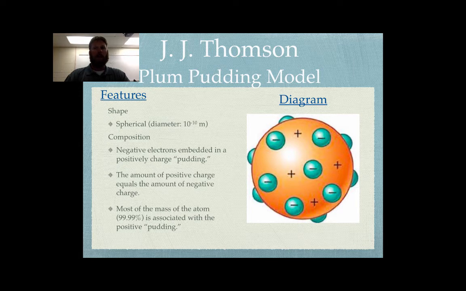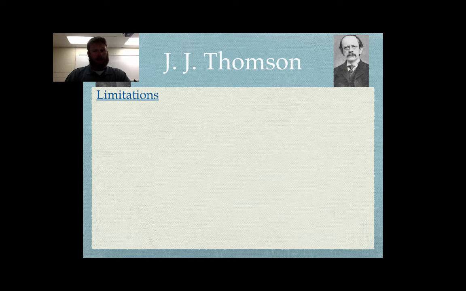The atom had equal amounts of positive and negative charge because Thomson knew the atom was neutral overall. Since the electrons were so small, virtually massless, he proposed that the positive stuff made up most of the mass of the atom. What were Thomson's limitations?